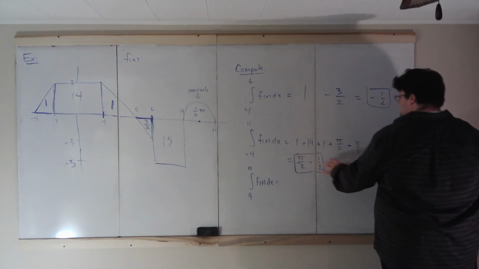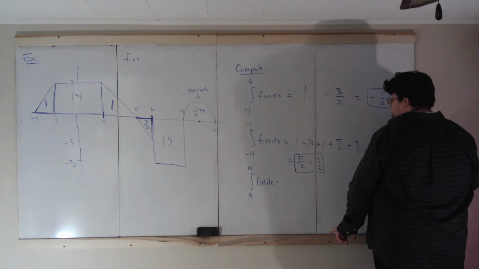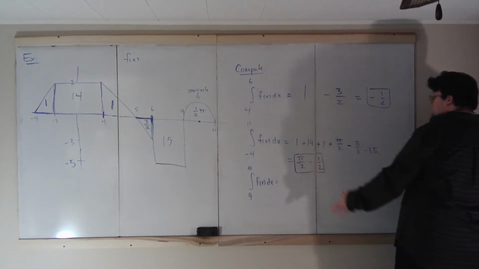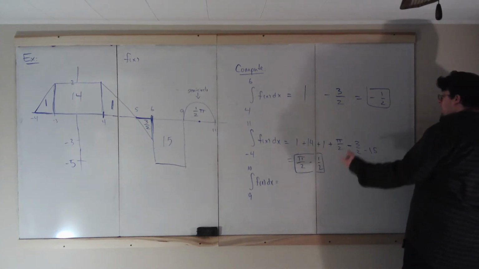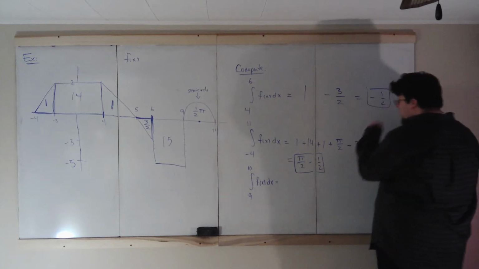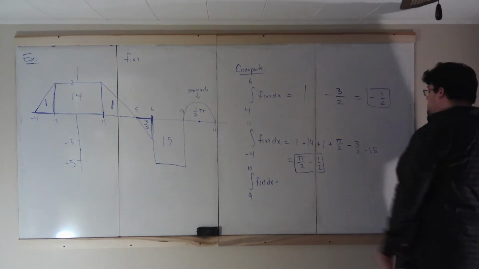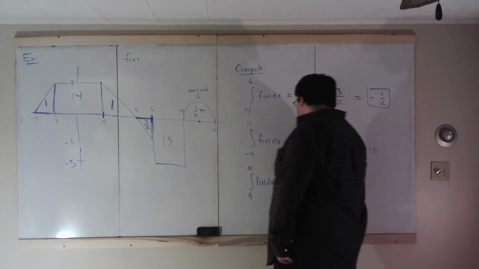So the whole numbers, the non-pi numbers, are 16 minus 15, so 1 minus 3 halves gives you negative a half, and pi over 2. You could write that as pi minus 1 over 2 if you want. I'm not going to.